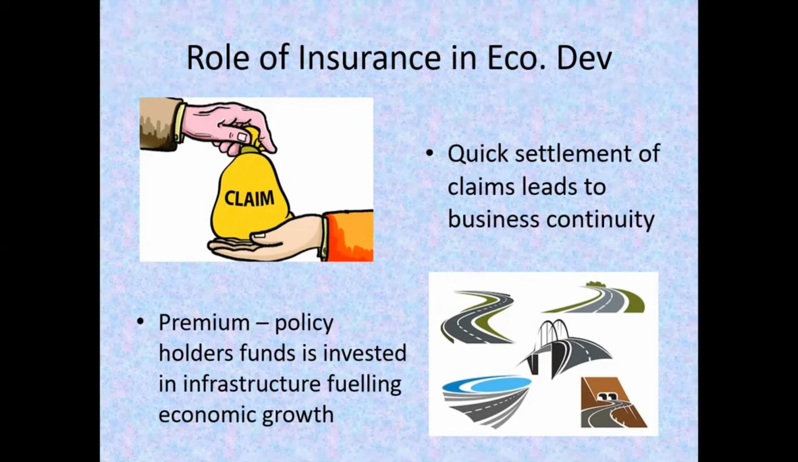And the premium that the policy holders are paying is in turn invested by insurance companies in government projects and infrastructure, fueling the economic growth of the country. So if you see the role of insurance, it is not just at the individual level, it is at the political level, national level, economic level. At various levels, the insurance industry plays a huge role in stabilizing a country.